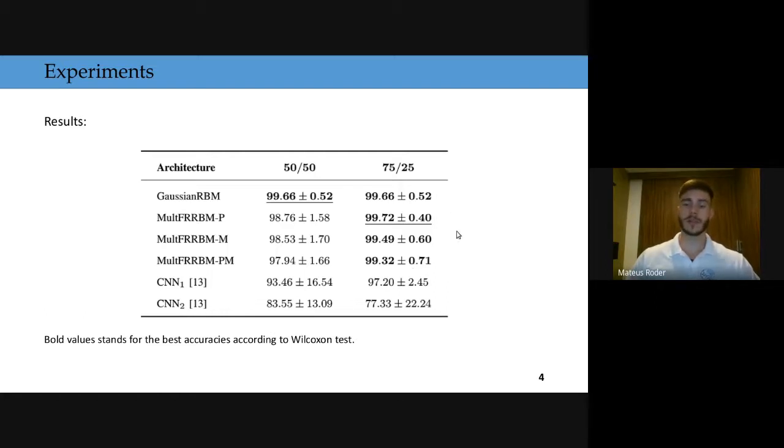For the second split, with more data, the best result comes from the multimodal Fourier RBM with phase angle, which has the highest accuracy, and all the models in bold were greater than the baselines CNN1 and CNN2.